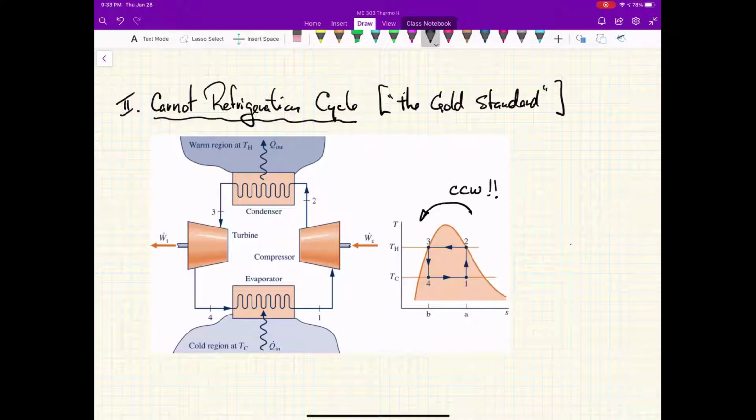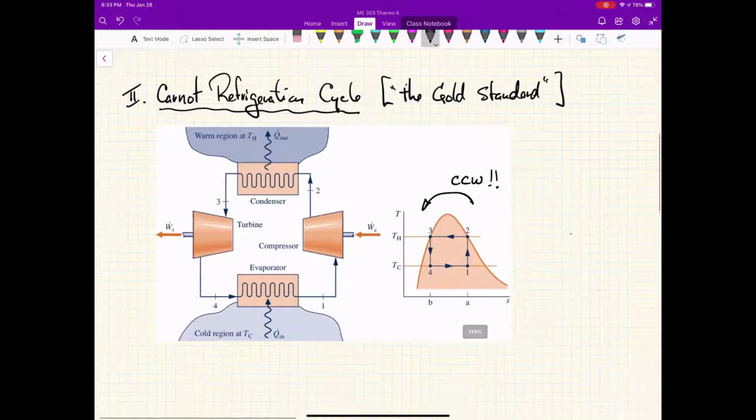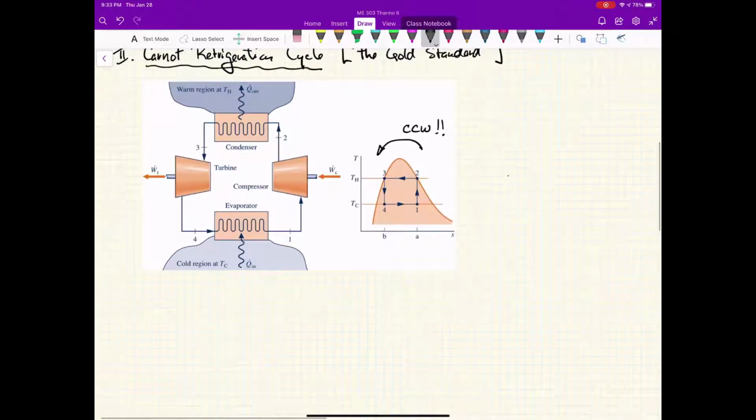So what we're going to do here is calculate the coefficient of performance, beta, for this particular cycle, and that therefore is going to establish the gold standard for all the other cycles that we're going to analyze afterwards. It's going to be the gold standard because, just like in the power cycle case, every process that makes up the cycle is reversible, okay?